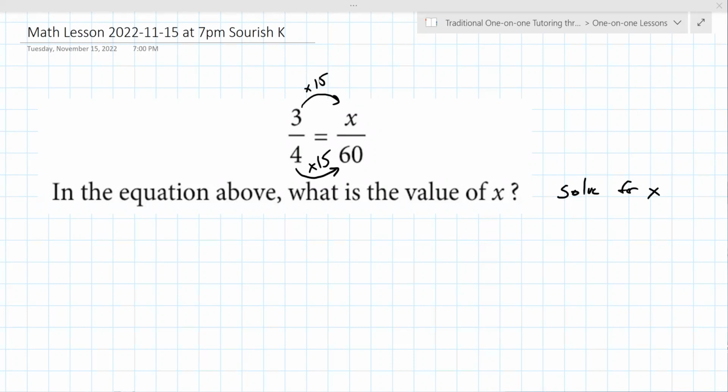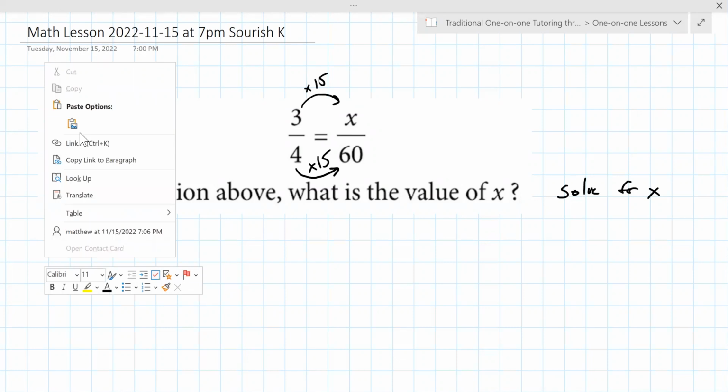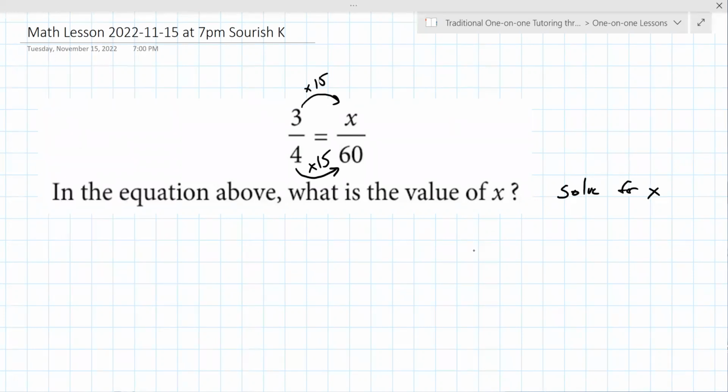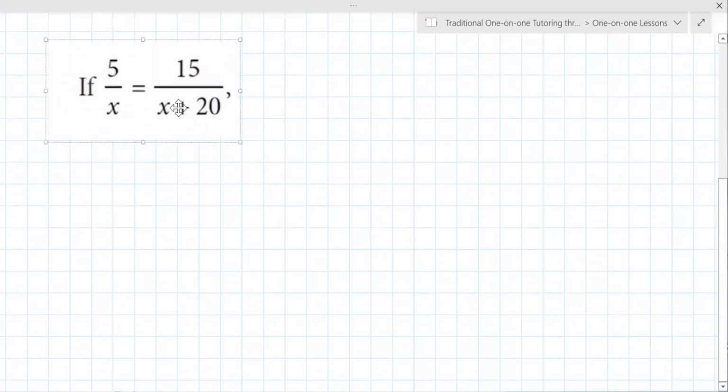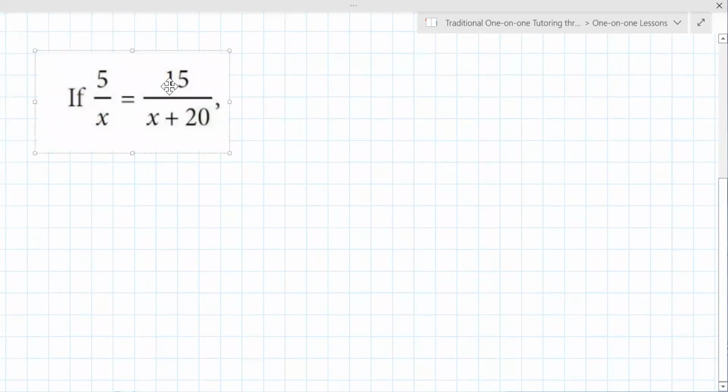So that's what's nice about that one, there's only one variable. And so you're right, X is 45. But in the next question, you're going to see that there is more than one X. Do you see that? Do you see there's X actually in 2 positions?